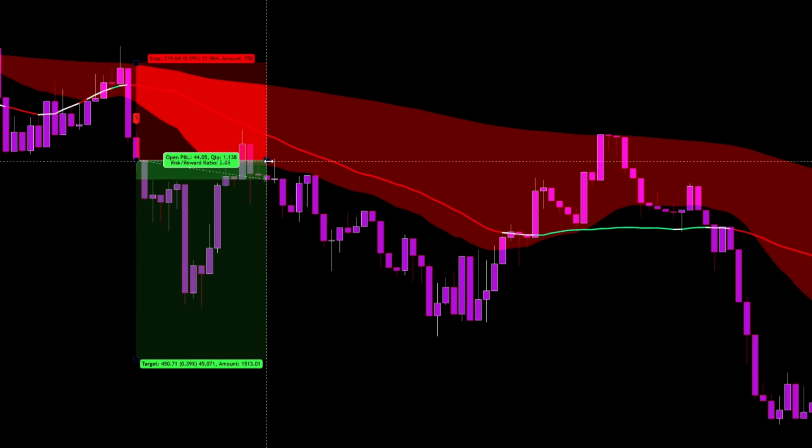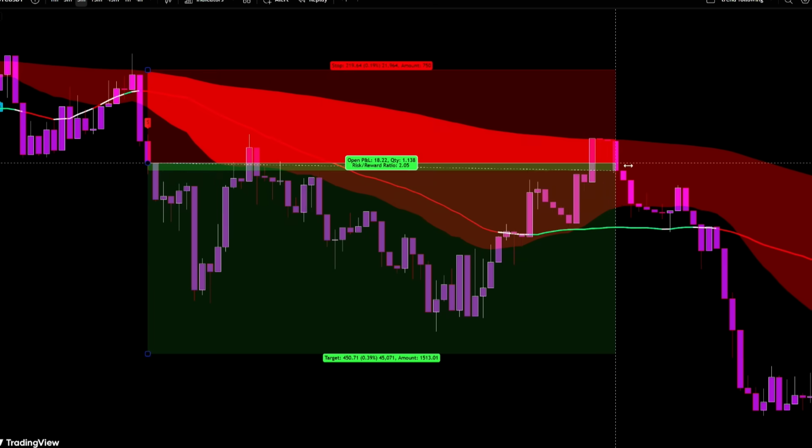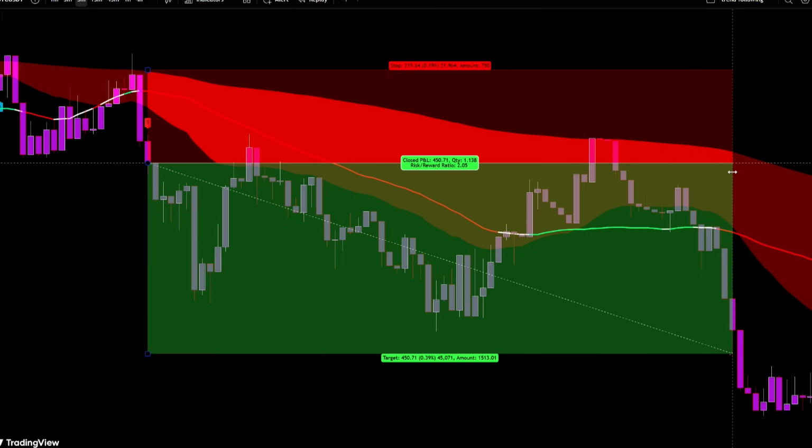Finally, just to be clear, this isn't some holy grail system. No indicator is perfect. This strategy is about stacking evidence: SMA alignment, RSI confirmation, and trend filtering, so you can make more informed decisions and enter trades with better confidence.